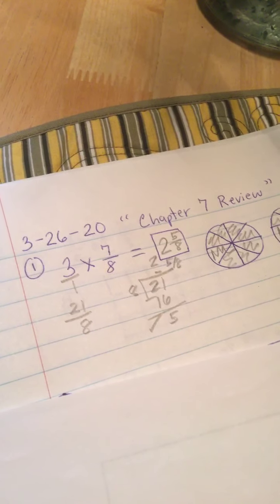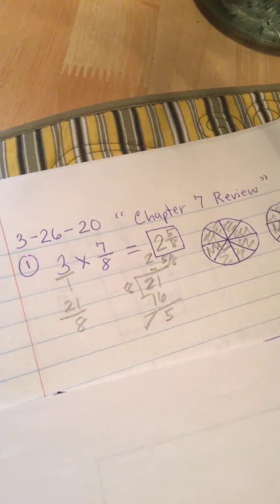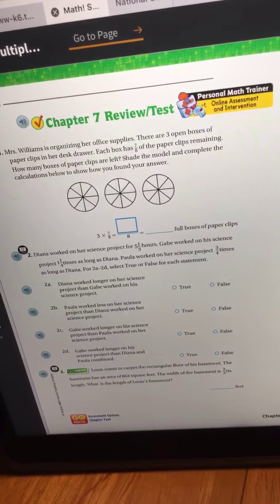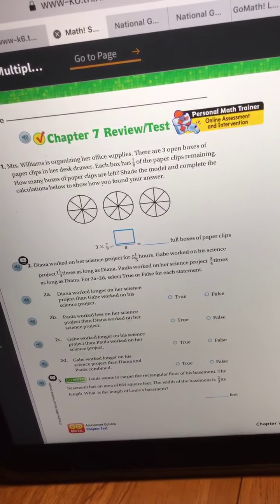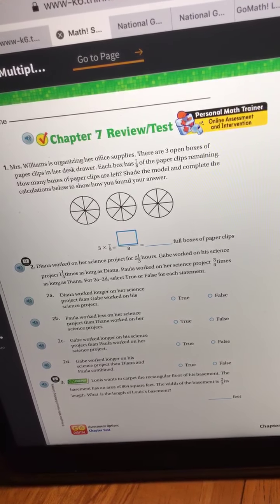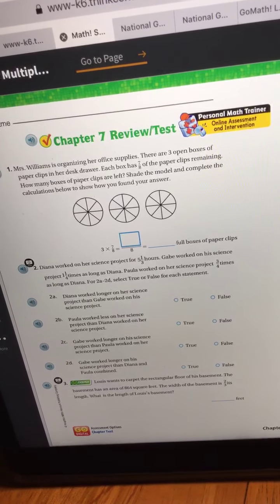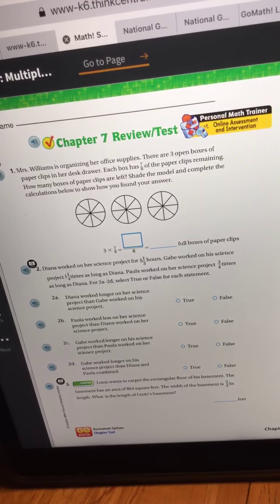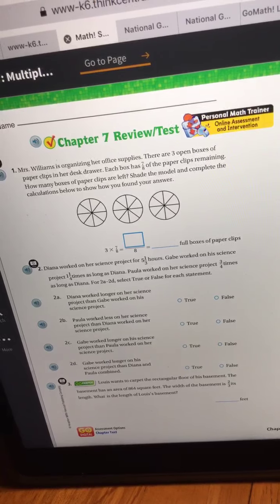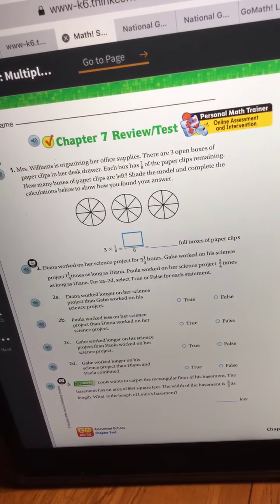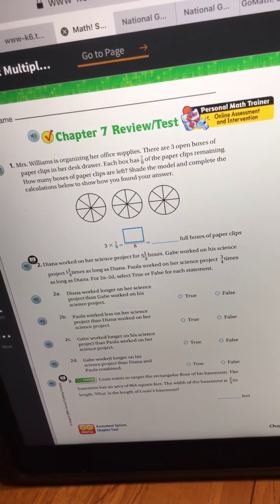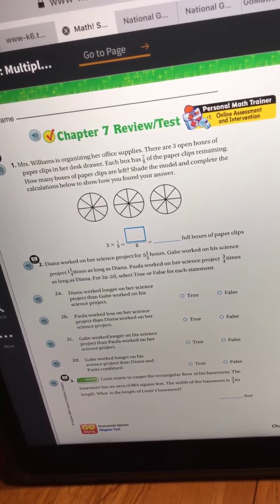All right, very good. Now we're going to move to number 2. So let's read on the screen what's going on with number 2. Okay, this one's interesting. It takes a little bit of time. We have to persevere. Diana worked on her science project for 5 1/3 hours. Gabe worked on his science project for 1 1/4 times as long as Diana. Think about what that means. He worked longer than her because we're multiplying by a mixed number.